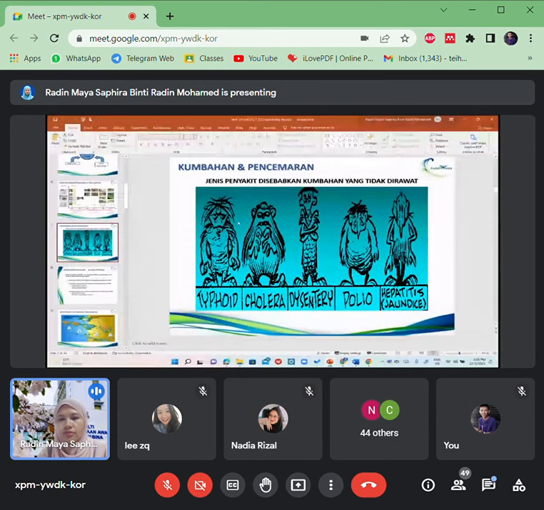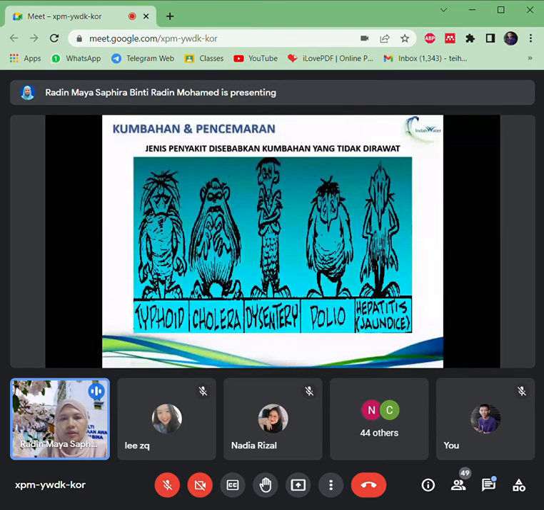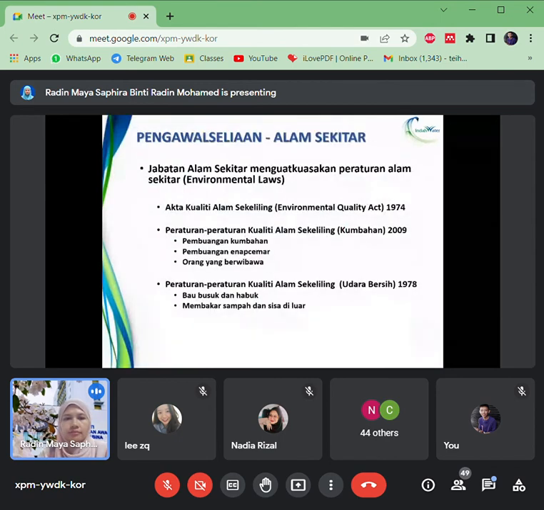So this is their concern lah. If we didn't do the proper treatment of the wastewater, because as we know wastewater contains lots of unwanted, what we call, viruses and also bacteria. So most of the diseases that we can get from this inefficient wastewater treatment are typhoid, cholera, dysentery, polio sometimes and hepatitis. So it's quite serious, yeah.